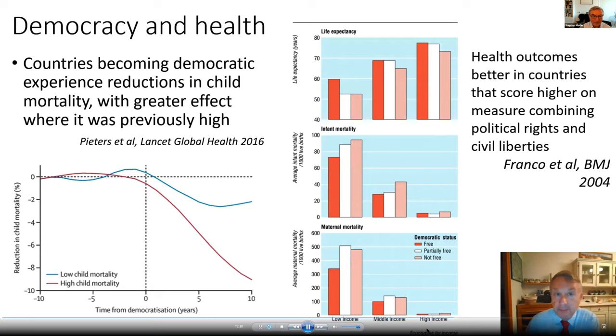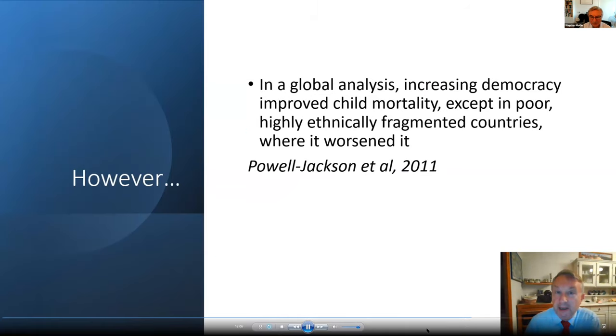Politics and health are also related because democracy is good for health. Lots of evidence on how countries becoming democratic, low and middle income countries, this is associated with a fall in child mortality. Other work by Franco and colleagues in the BMJ showing how the health outcomes on a whole range of measures are better in countries that are more democratic. But, and the but is work we did showing in a global analysis, increasing democracy, as others have found, does improve child mortality, except in poor, highly ethnically fragmented countries where it made it worse.